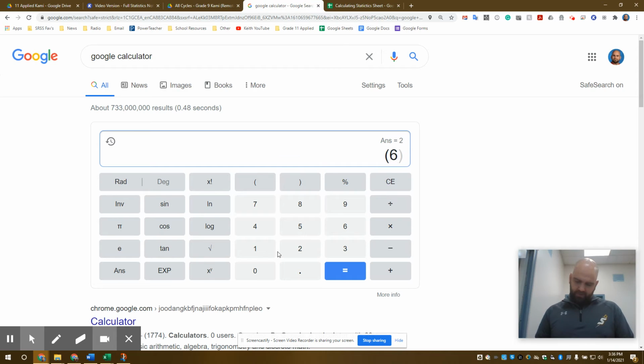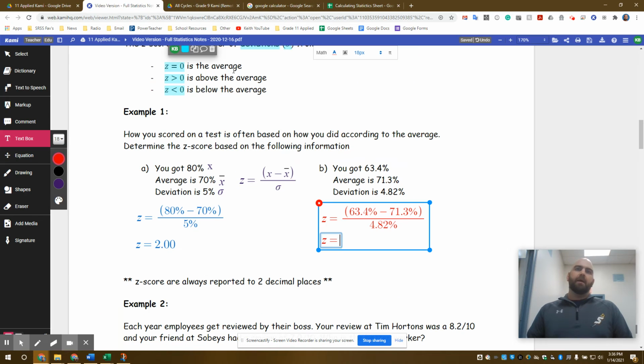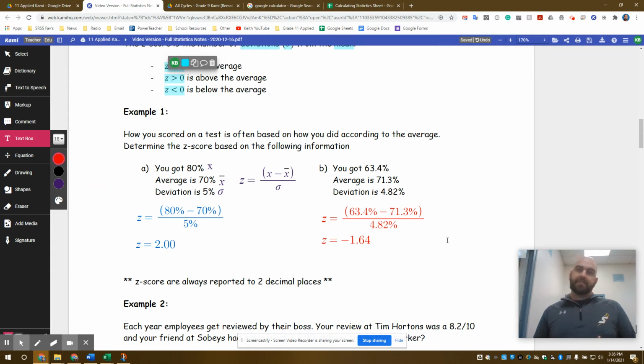Let's do this here. So 63.4 minus 71.3, close brackets, divided by 4.82. All right, now we're going to get negative 1.64. Okay, look at the decimal places. The next digit is a 9. That means we bump up. So we go to 64 instead of 63. And so our Z-score is negative 1.64.